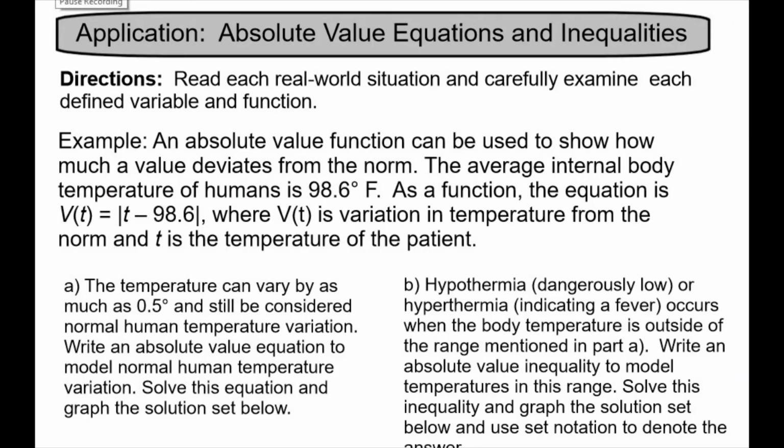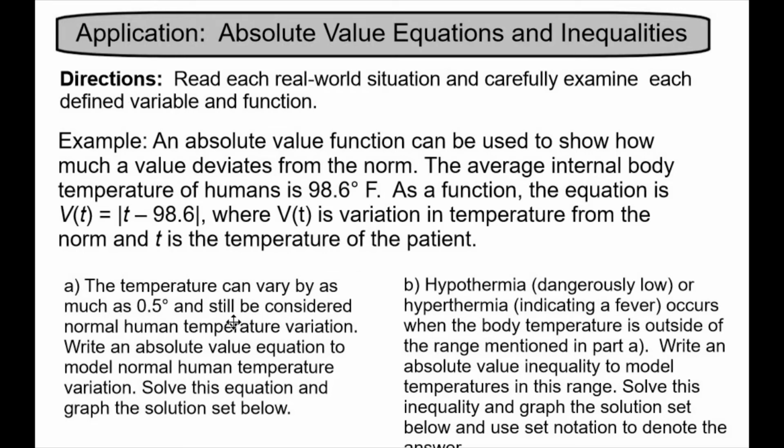So in this application problem, we're going to take a look at how real-life problems apply to absolute value equations and inequalities. So read each real-world situation and carefully examine each defined variable and function. Example: an absolute value function can be used to show how much a value deviates from the norm. The average internal body temperature of humans is 98.6 degrees Fahrenheit. As a function, the equation is V of t equals the absolute value of t minus 98.6, where V of t is the variation in temperature from the norm and t is the temperature of the patient.